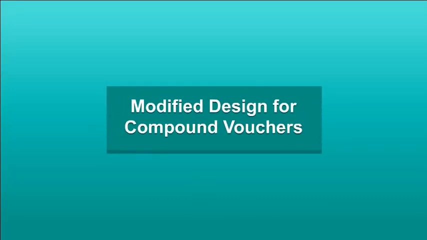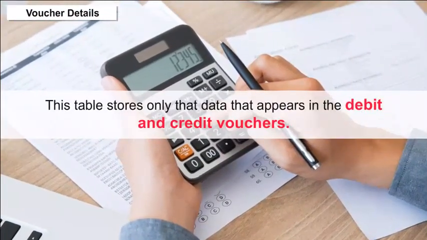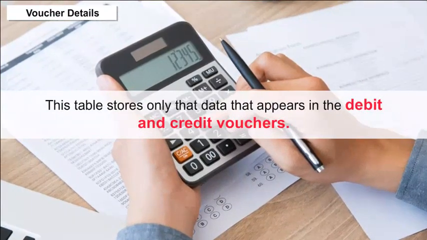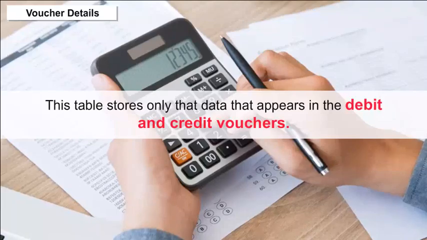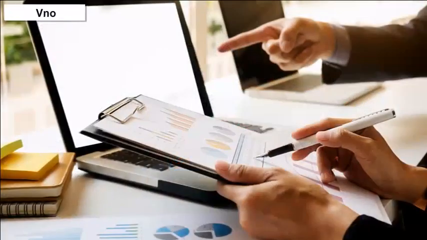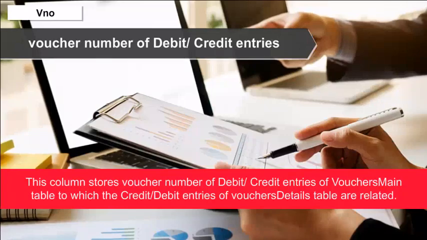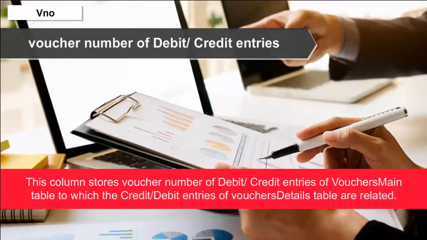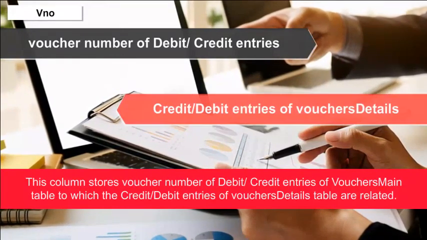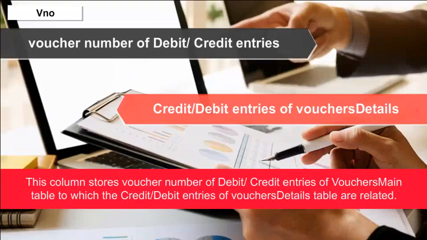Modified design for compound vouchers. Voucher details. This table stores only that data that appears in the debit and credit vouchers. It consists of the column names as V number. This column stores the voucher number of debit or credit entries of the vouchers main table to which the credit or debit entries of the voucher details table are related.